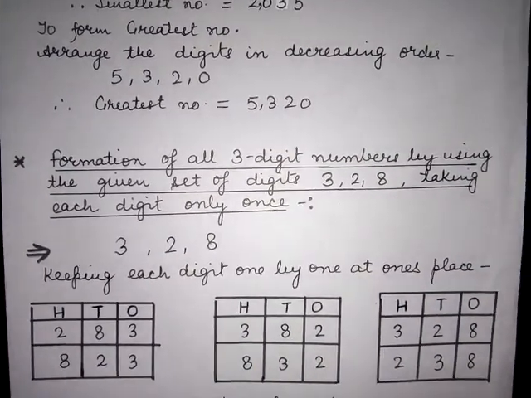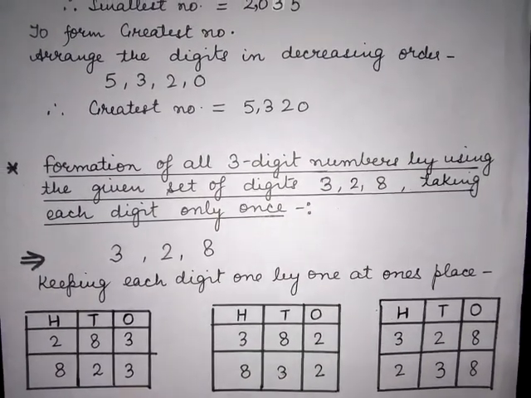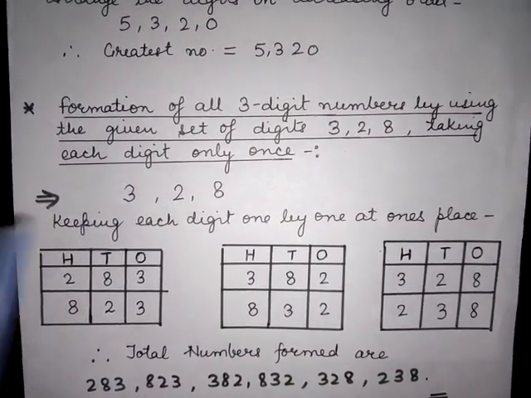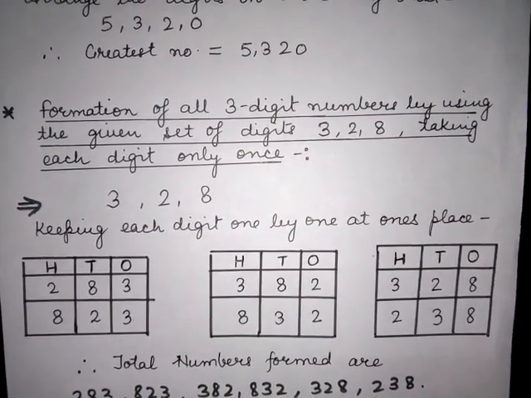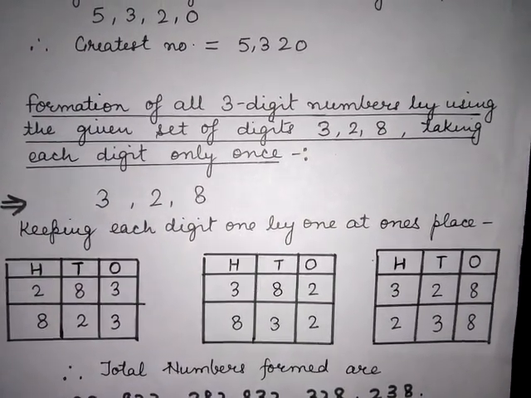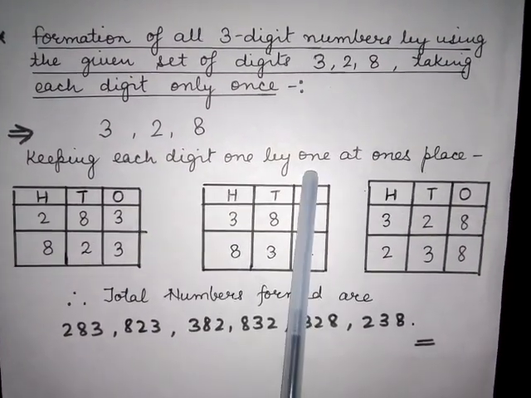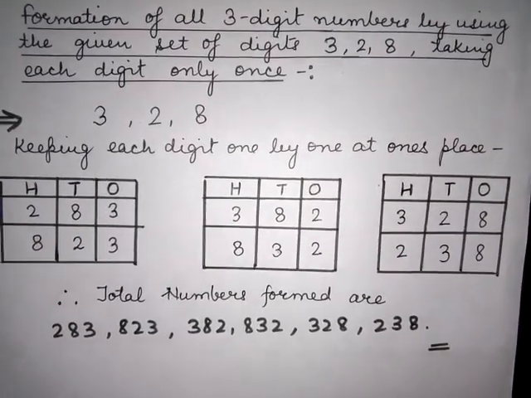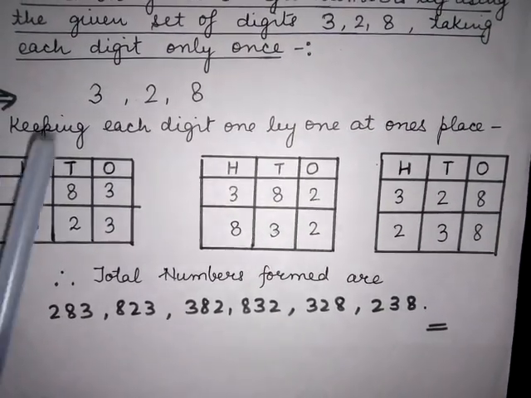Now we will move on to the next topic. Formation of all 3-digit numbers by using the given set of digits, taking each digit only once. Suppose we have these 3 digits, and by using them we have to form all possible 3-digit numbers, but with one condition: we have to use each digit only one time. So here is a way to form the numbers. I will keep each digit one by one at one's place. You can also use tens and hundreds place here because there are only 3 places in the place value chart.